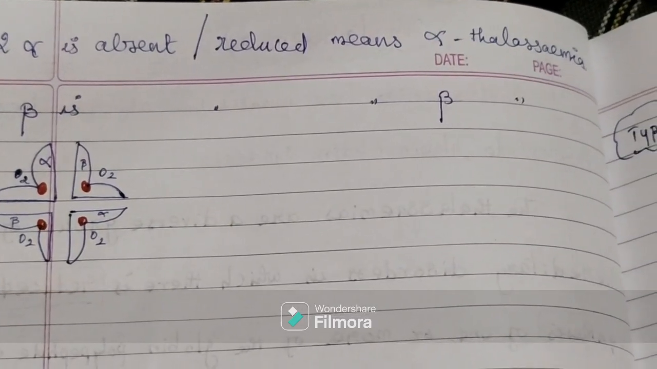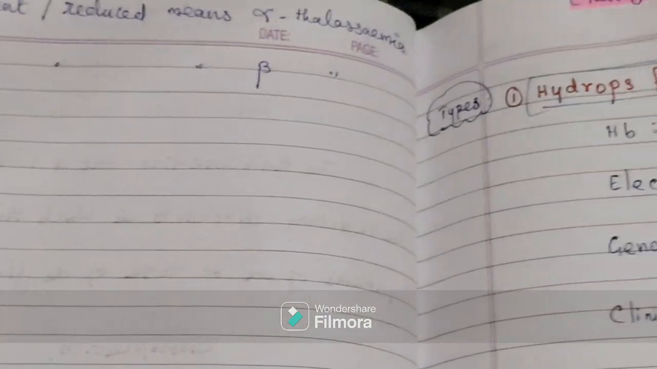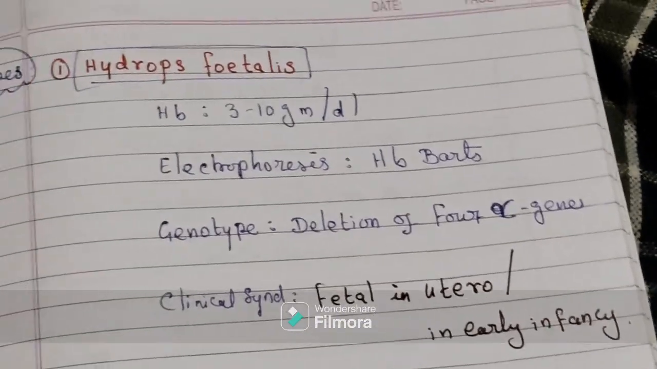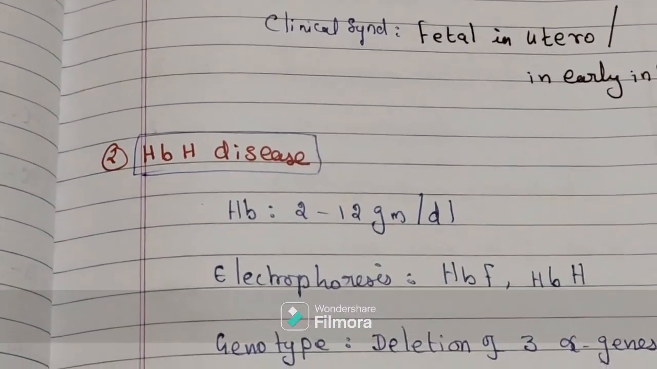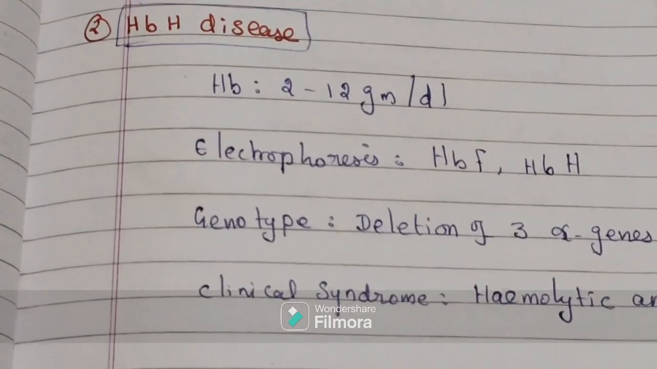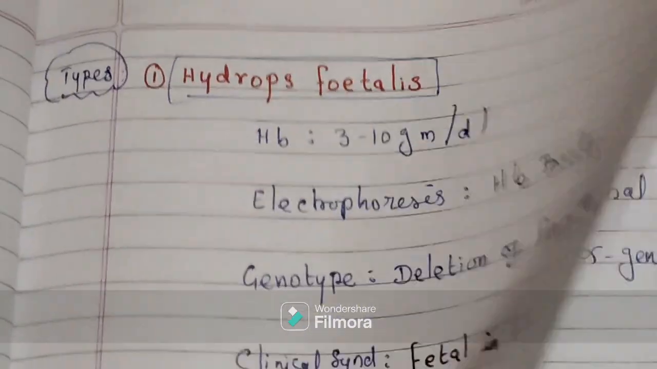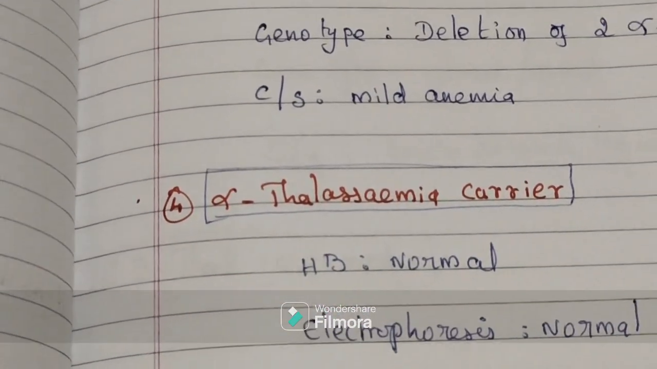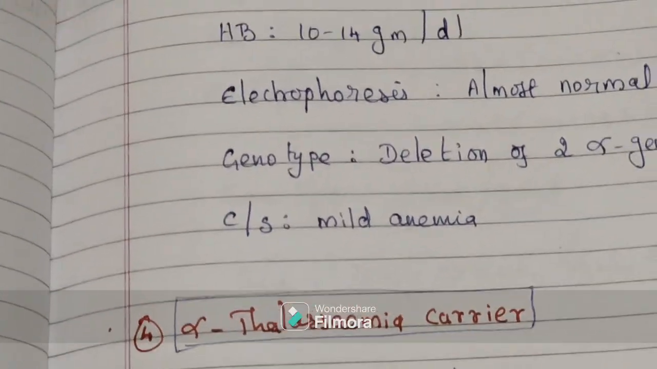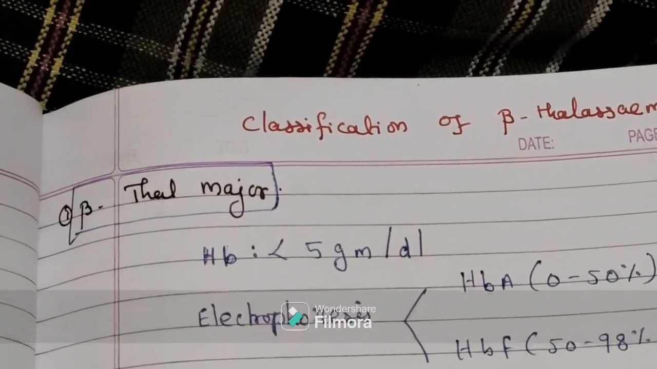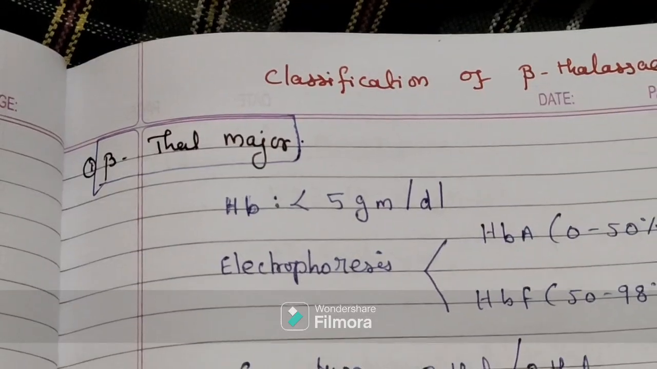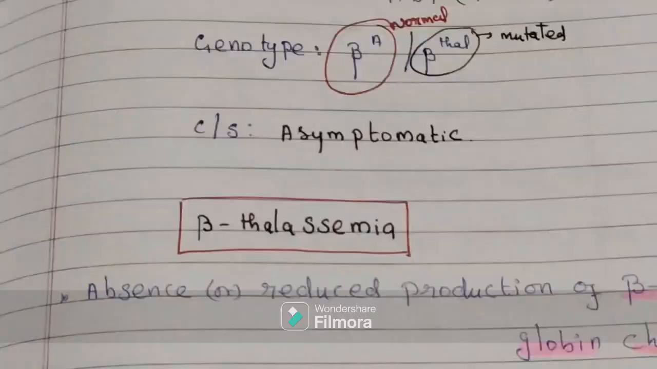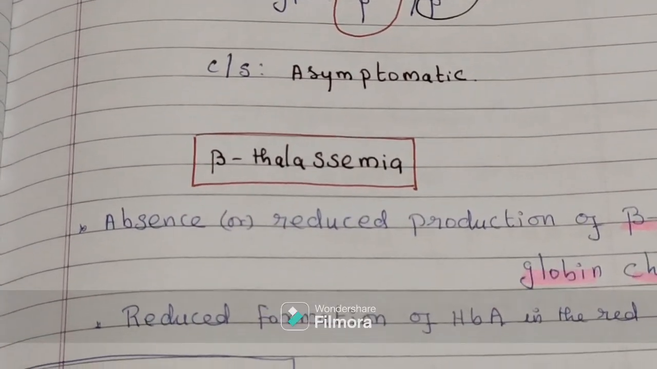Classification of thalassemia. Alpha thalassemia is of 4 types. First one is hydrops fetalis, then hemoglobin H. Third one is alpha thalassemia trait. Then the fourth one is alpha thalassemia carrier. The classification of beta thalassemia is major, intermediate and minor. We will discuss one by one.